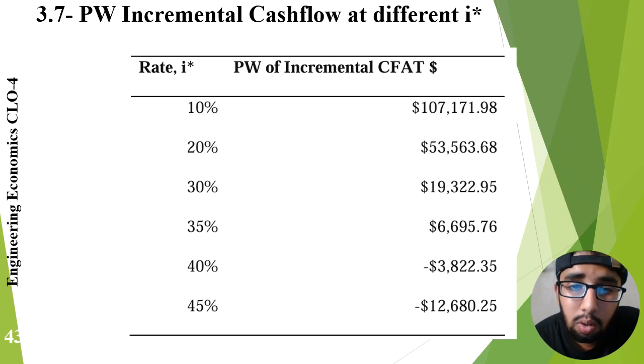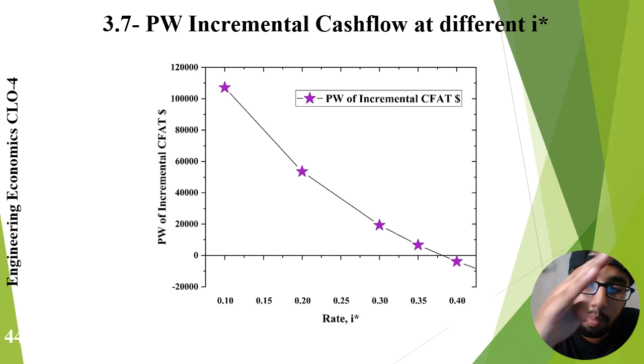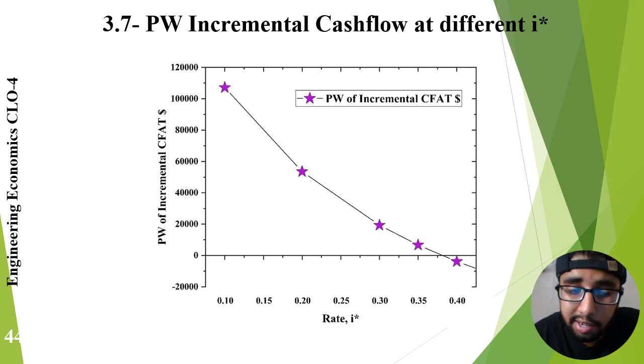The present worth of incremental CFAT at different interest rates. This graph represents how present worth changes at different interest rates, as you can see, there is a downward curve. Interest rate is one of the most influential variables in project evaluation. A change in interest rate can significantly affect project attractiveness.